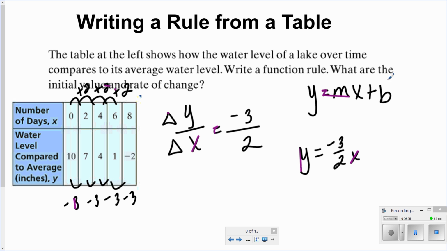So in order to figure out what B is, I go back and look at my table, and I want to look for when X is 0. So right here, X is 0. So when X is 0, meaning we don't have any days, it was at 10. So our initial value was at 10. So now when it asked what the rate of change is, negative 3 over 2, what's our initial value? 10.